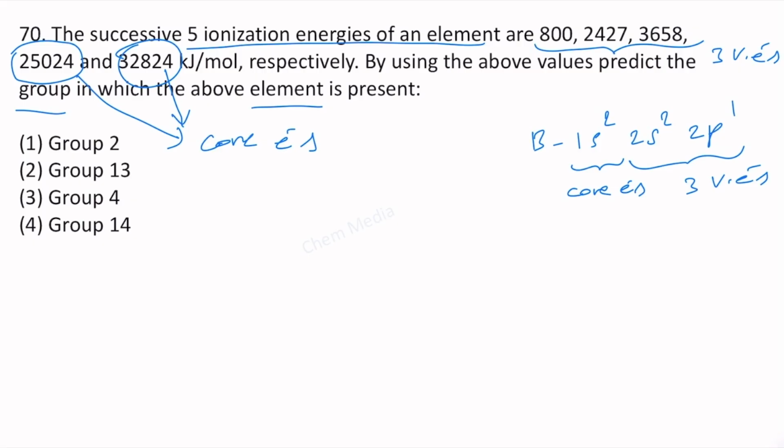We know that carbon belongs to group 14 and that means boron belongs to group 13. Boron, aluminium, gallium, indium, all those elements belong to group 13 and therefore group 13 is the correct choice here. Therefore option 2 is correct.